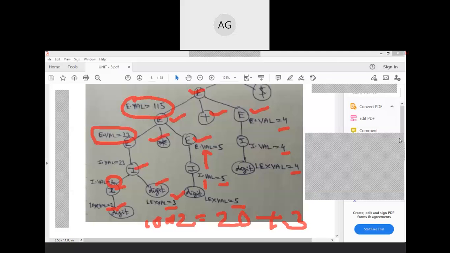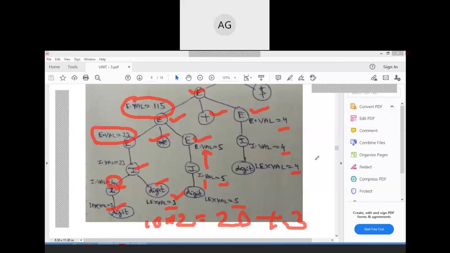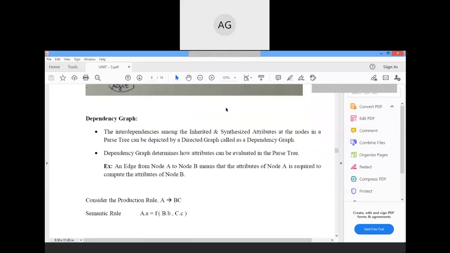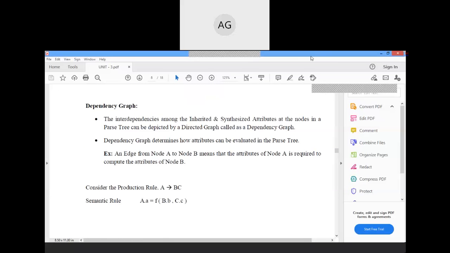And such types of questions are predominantly asked in your university examination. Basically it can be an 8 mark question or it can be a 15 mark question, considering the 120 mark question paper. Now moving to the next topic. Now the next topic is dependency graph.